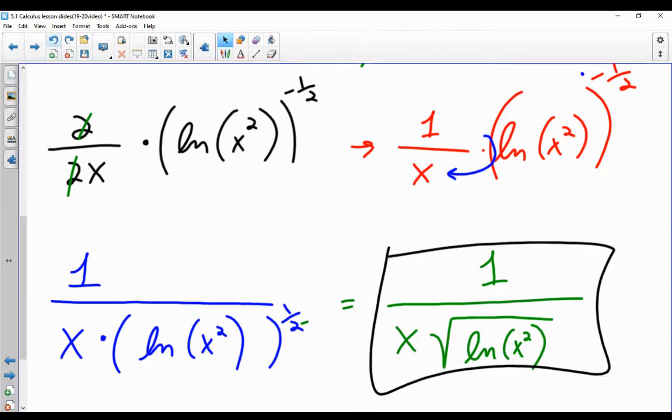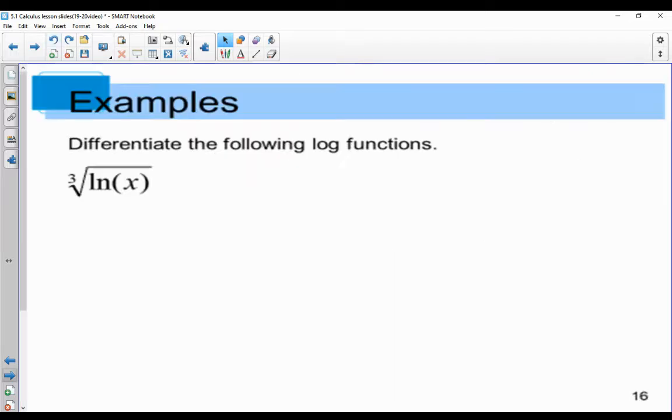There you go. So now I want you guys to try another example on your own. Go ahead and pause the video and give this one a shot. Then resume the video and check your answer.